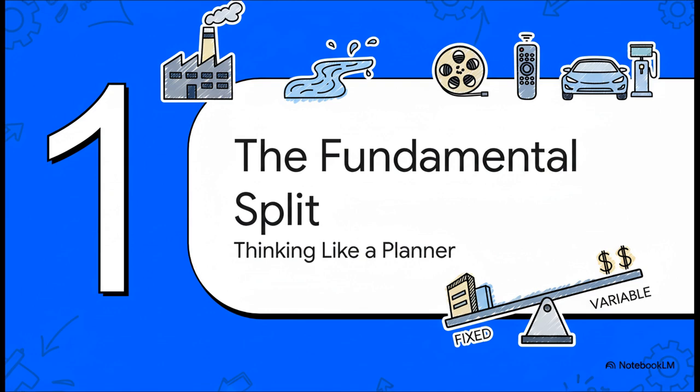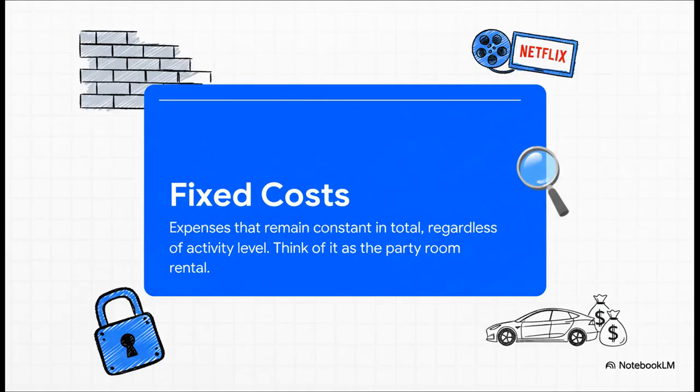And to really make this stick, let's forget the business jargon for a second. Let's just imagine you're planning a pizza party. Okay, so for your party, you have fixed costs. These are the things you're on the hook for no matter what. It's the cost to rent the room. You pay that, say, $200 whether 5 people show up or 50 people show up. In a business, that's your rent, your insurance, a manager's salary. The total amount just doesn't change.